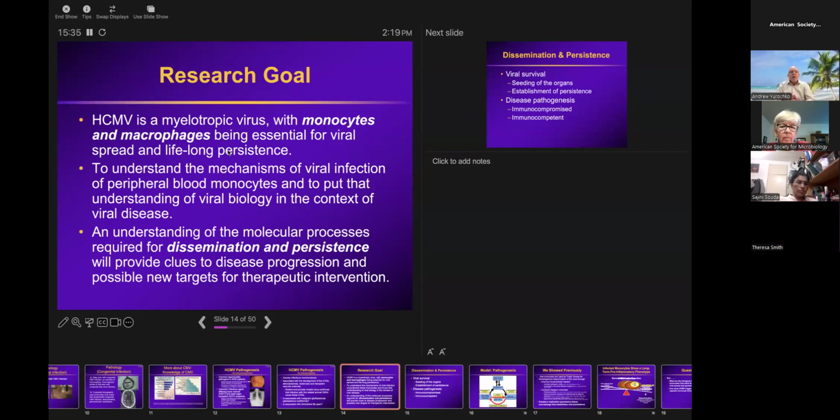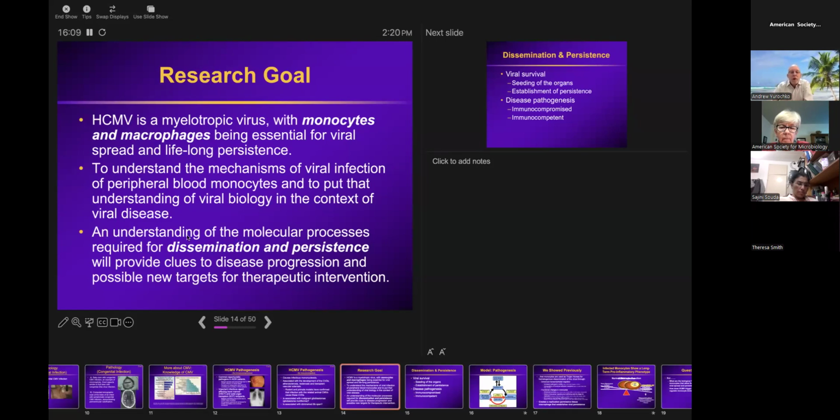What our lab is hoping to do is to really understand the mechanisms of viral infection of these peripheral blood cells and to put this viral biology in the context of disease. So in essence, you might watch the show Criminal Minds, and I know the virus isn't a sentient thing, but in essence, we try to get inside the virus, understand why it caused disease, what the gene products are, and what the molecular mechanism is by which this virus survives, and therefore is likely to be behind some of the diseases it's associated with.